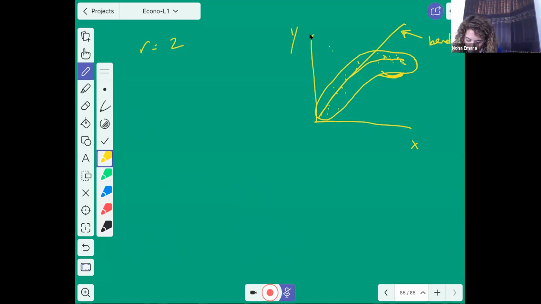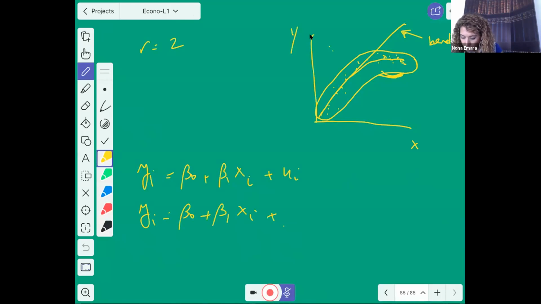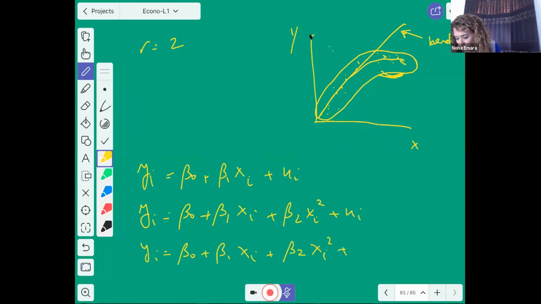So if I move from a model that is yi equal beta naught plus beta 1 xi plus ui, and I add one bend to the model, beta naught plus beta 1 xi plus beta 2 xi square plus ui, and I further add more and more bends, beta naught plus beta 1 xi plus beta 2 xi square plus beta 3 xi cube plus ui. The more I add quadratic and cubic terms, it's good because I might be able to fit all the observations and the dots I have in the scatter plot.